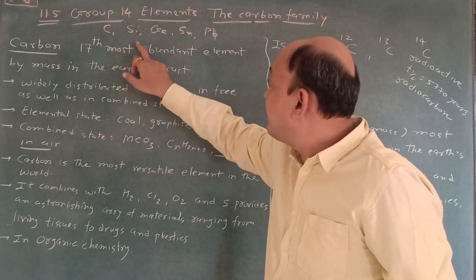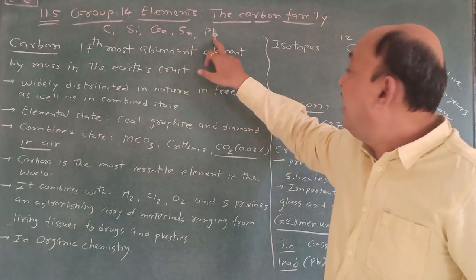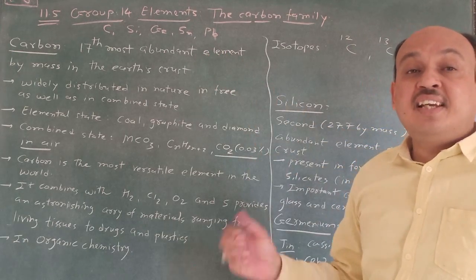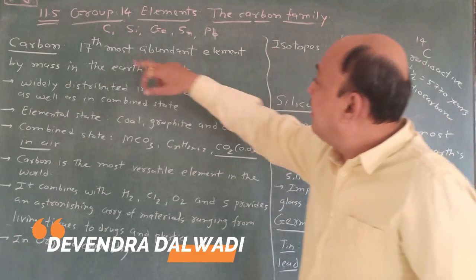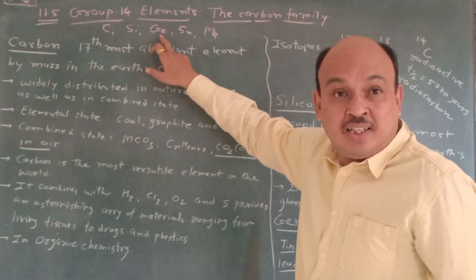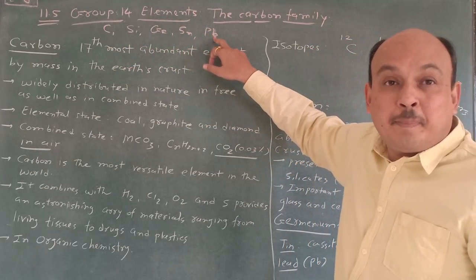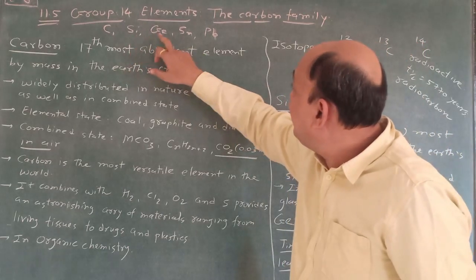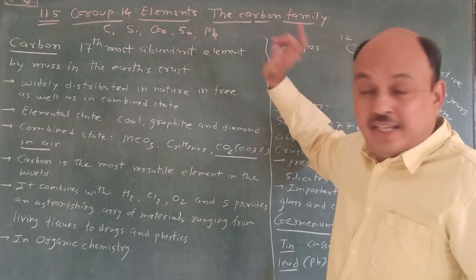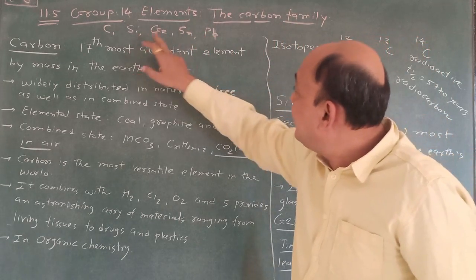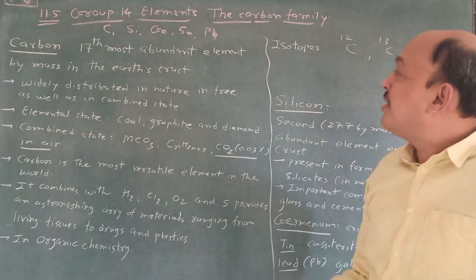Ka means carbon, Si means silicon, Ge, Sn means tin, and Pb means lead. C, Si, Ge, Sn, Pb, that's what you remember. Or in a different way: Kasi Germany sun padke, or say padkare. Okay, that's what you remember. So this is the way.